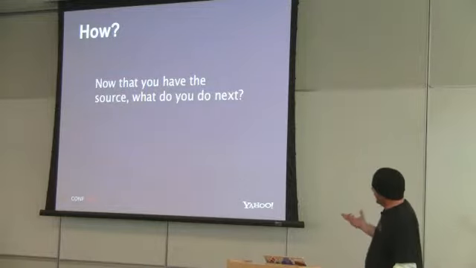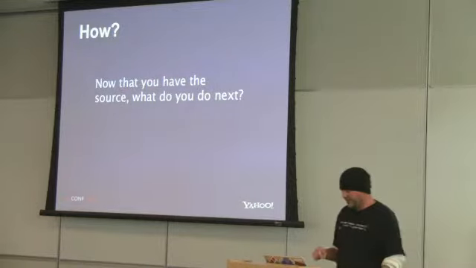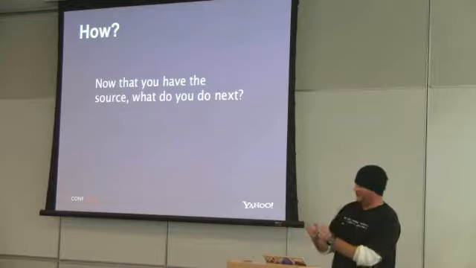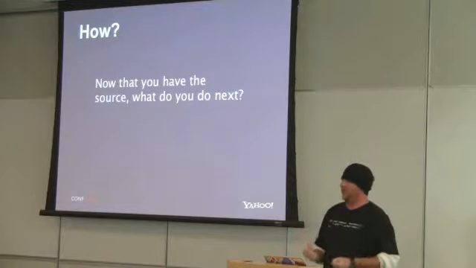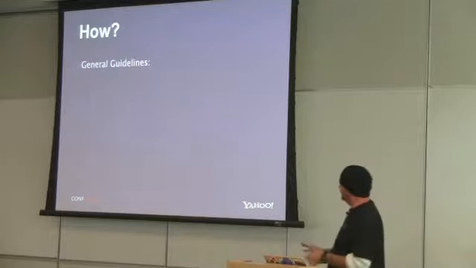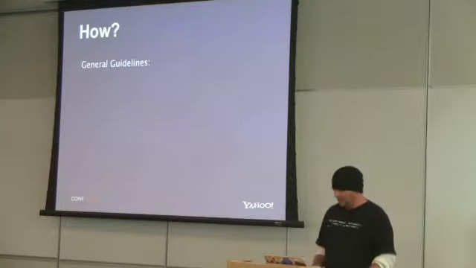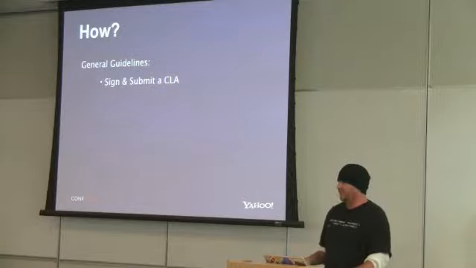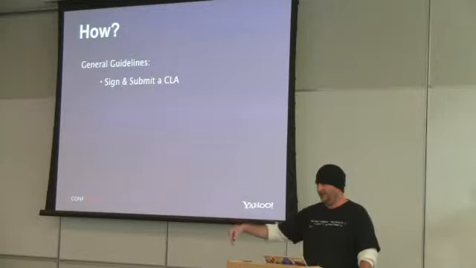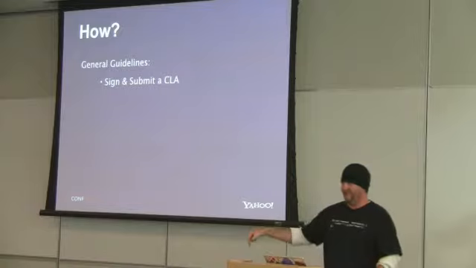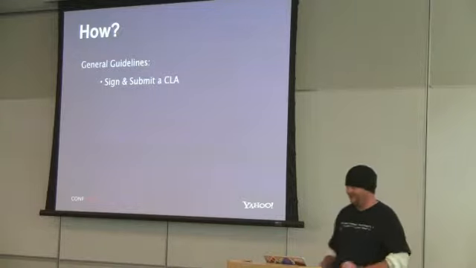So now that you've got this source code, what do you do? Now that you've got this whole pristine project sitting right in front of you, what are your next steps? We have a few general guidelines. If you really want to commit this code back to us, you need to sign and submit the CLA. I have a whole stack of them right here if anybody wants them, because you might want them toward the end of these slides, just a little hint.